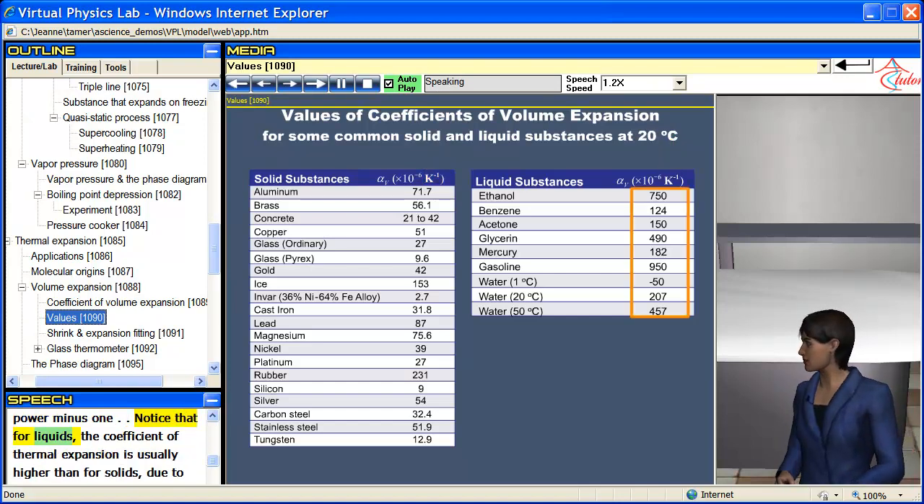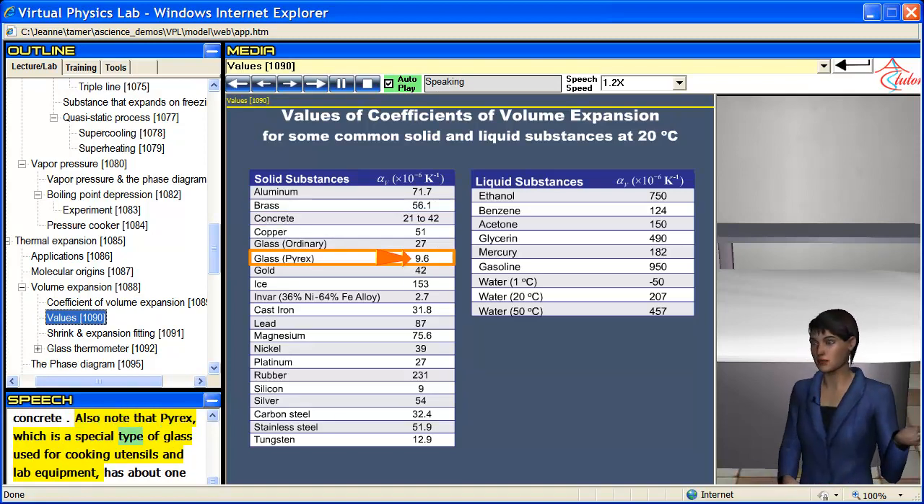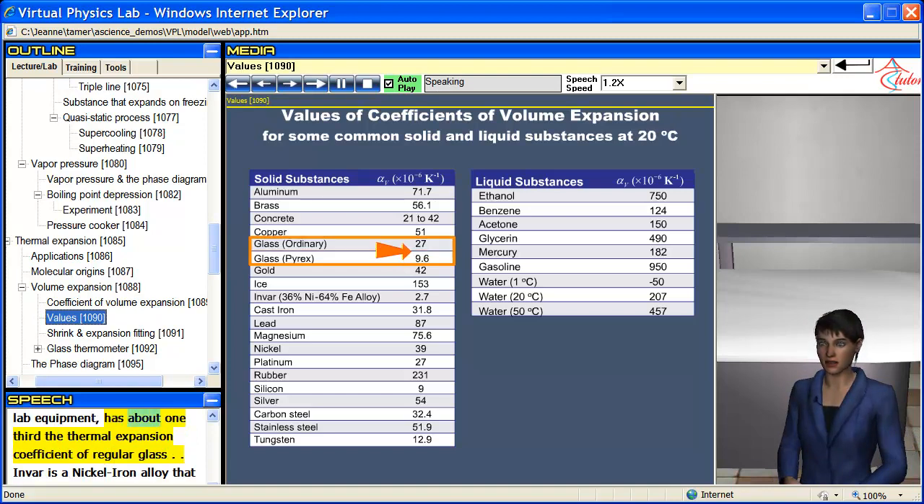Notice that for liquids, the coefficient of thermal expansion is usually higher than for solids, due to the fact that liquid molecules are freer to move with respect to each other. Also note that concrete has a wide range of thermal expansion coefficients, since its coefficient depends on the type and composition of the concrete. Also note that Pyrex, which is a special type of glass used for cooking utensils and lab equipment, has about 1/3 the thermal expansion coefficient of regular glass.